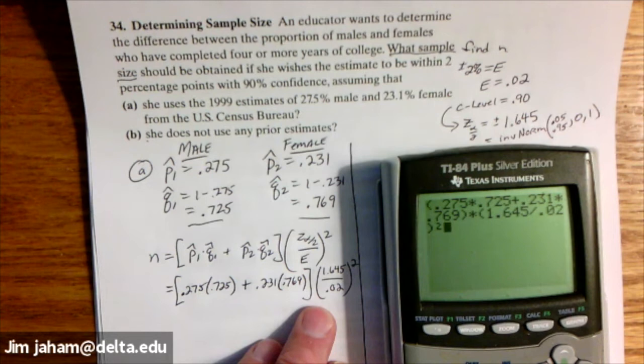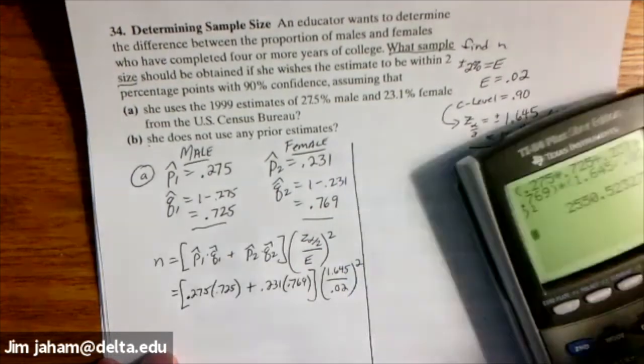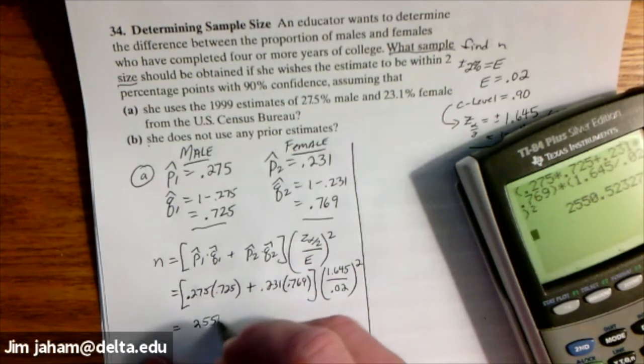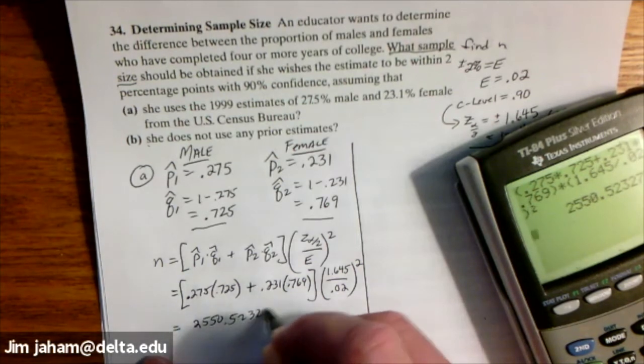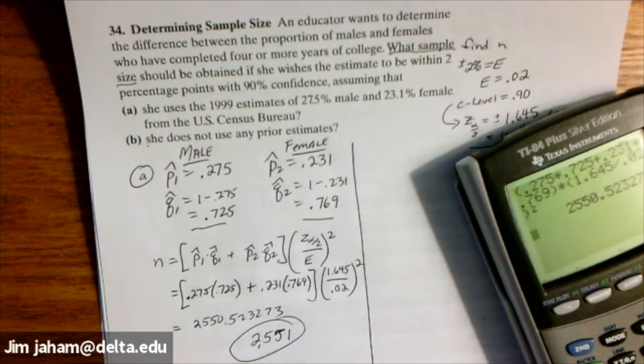All right, the sample size should be... 0.02 is a very, very small margin of error. And so you're usually going to have sample sizes up in the thousands for this, or about 1,000 or whatever. Actually more than that. All right, so I'm going to write this number out. 2550.523273, and we always want to round up, so 2551. And there's the sample size.